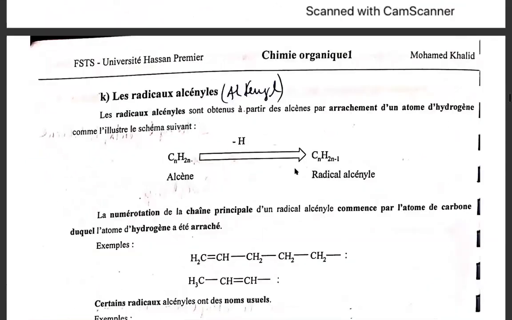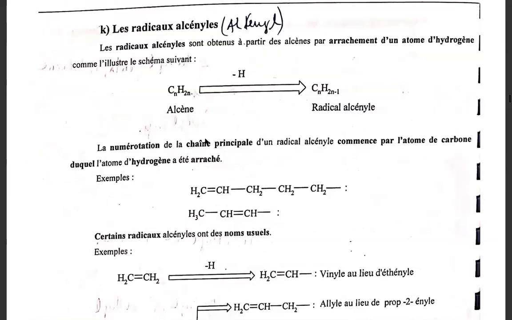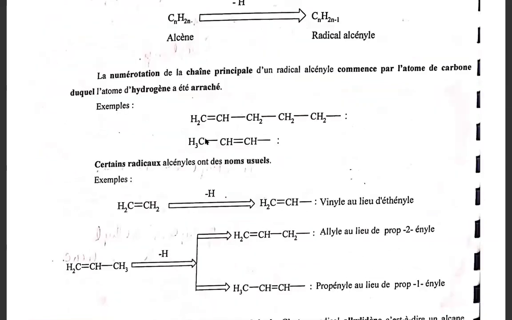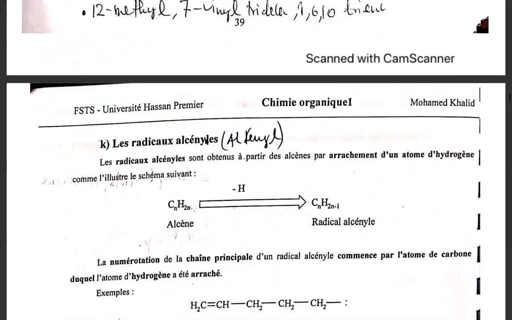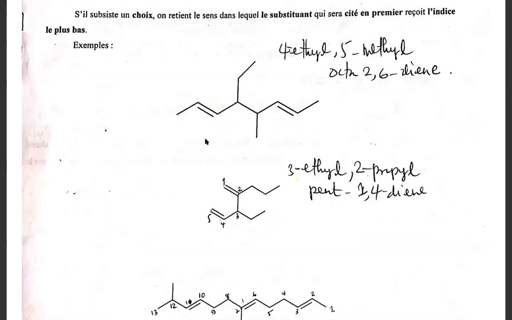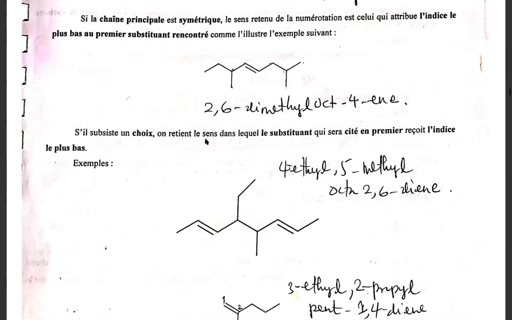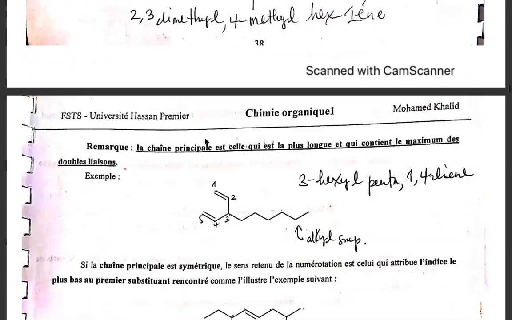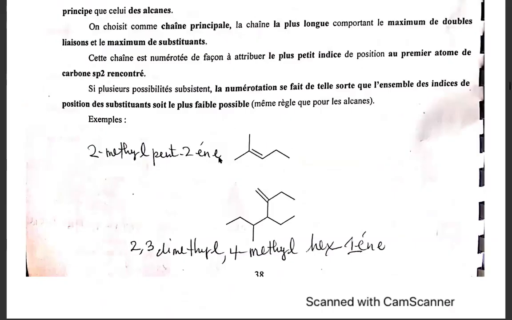Alcyls are radicals. The same principle, that is an alkyl is an alkene with one hydrogen atom less. So we won't go much in detail. So the only radicals in your organic chemistry will be the alkyl, the alkene with one hydrogen atom less. So this is the example we are going to look at now.